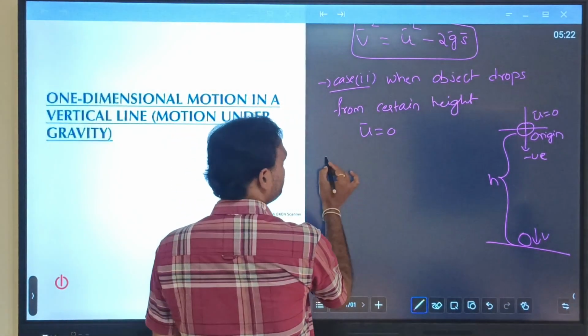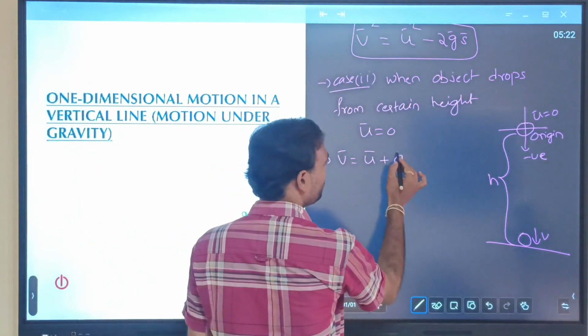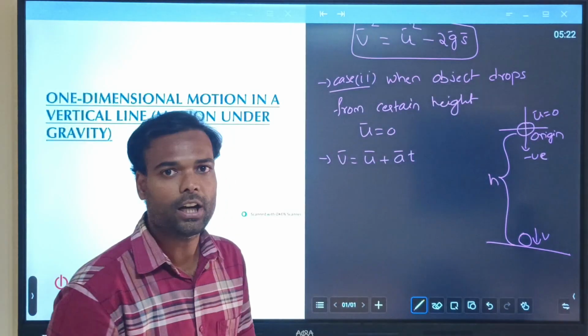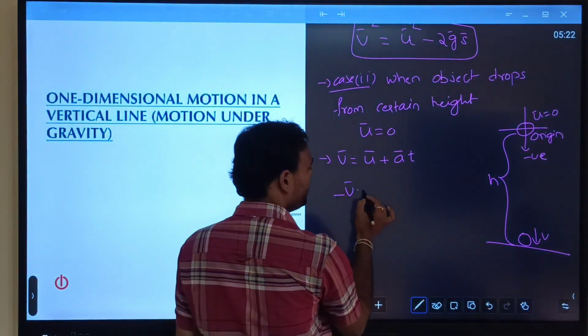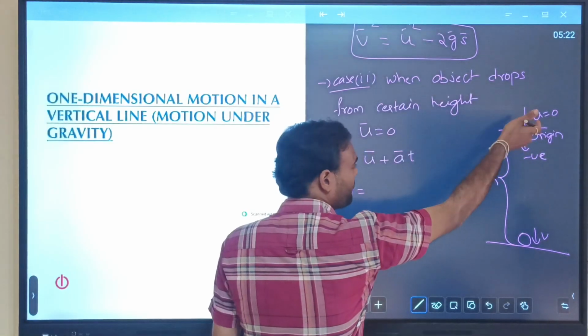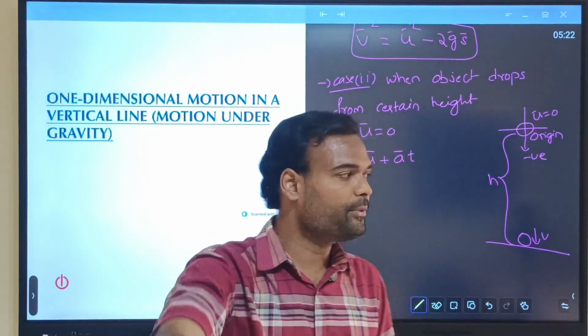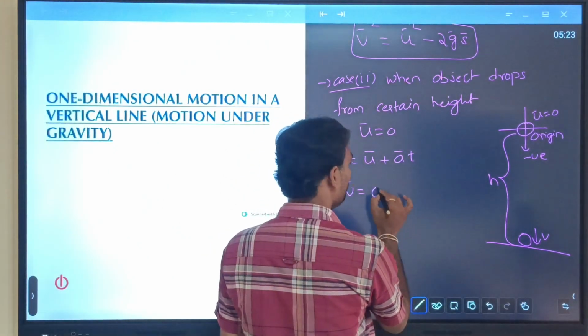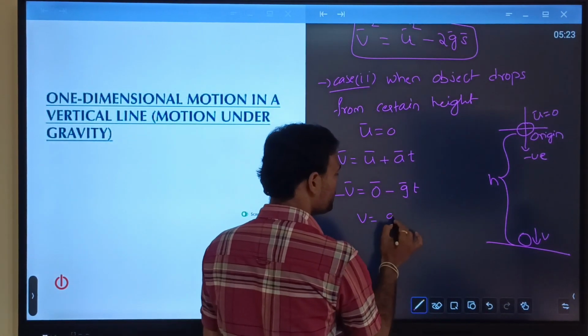Now here, how can we write the v = u + at formula in this case? That is -v = 0 - gt, because initially I am dropping the object, so the initial velocity becomes 0. So v = gt.